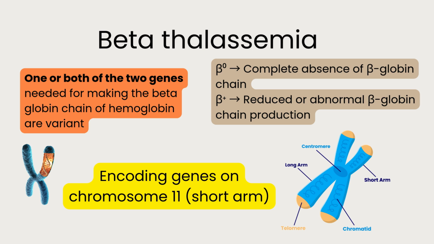Types of beta thalassemia mutation. First one is beta 0, complete absence of beta-globin chain production. No functional beta chains produced. Usually causes severe anemia. Second one is beta plus, reduced or partially defective beta-globin production. Some beta chains are produced. Usually causes milder anemia. Encoding genes on chromosome 11, short arm.